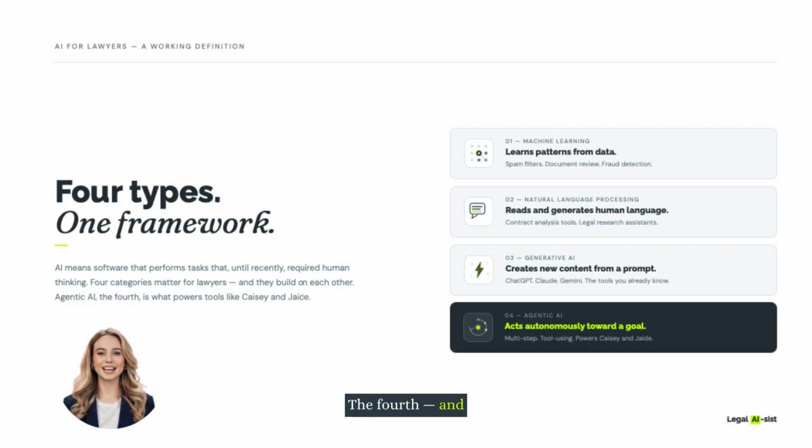The fourth, and the most important for where legal technology is heading, is agentic AI. Agentic AI takes a goal and acts autonomously across multiple steps. It does not wait for a prompt at every turn. It works on its own to perform a goal. The AI tools that are built into platforms like Casey and Jade, which will be discussed later, are agentic, and that is why they can do far more than just answer questions.